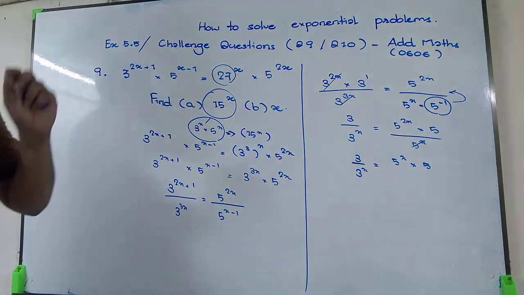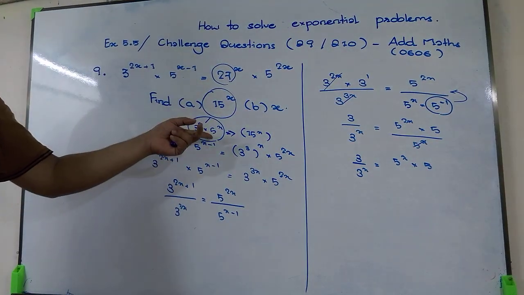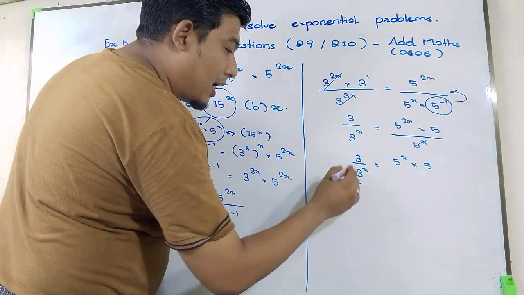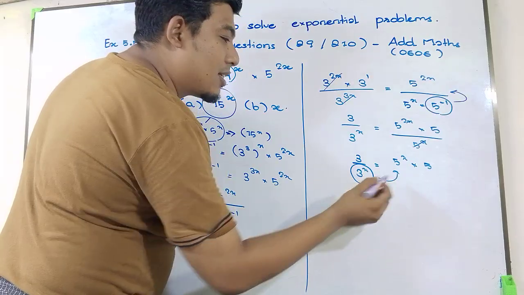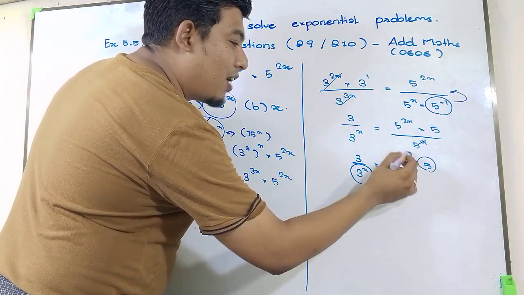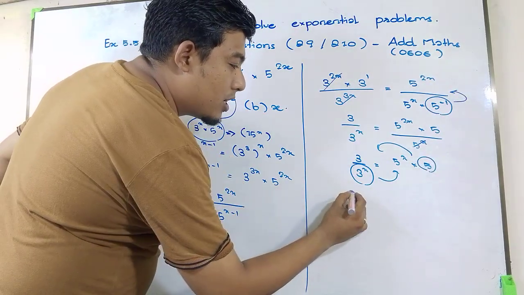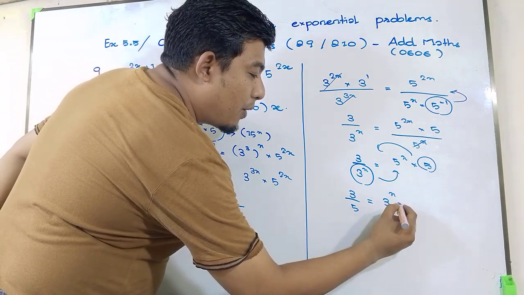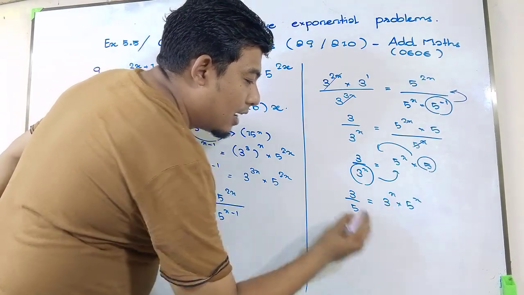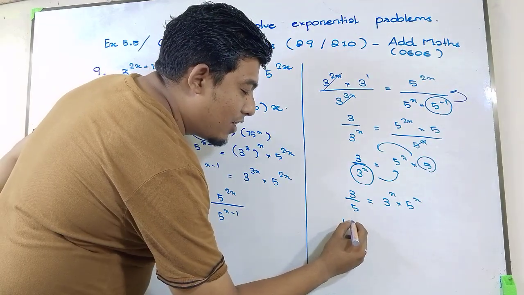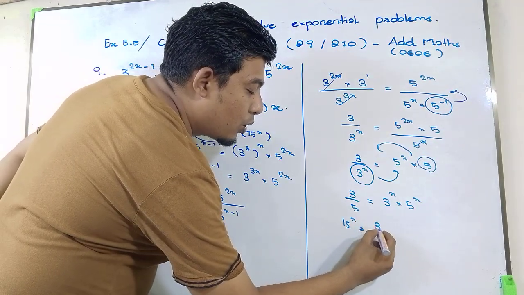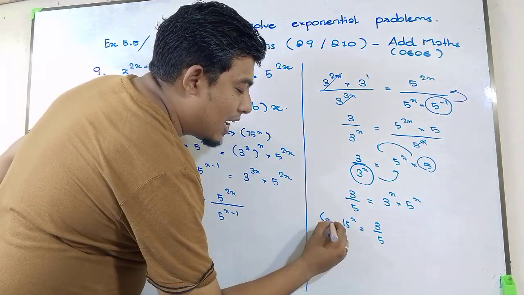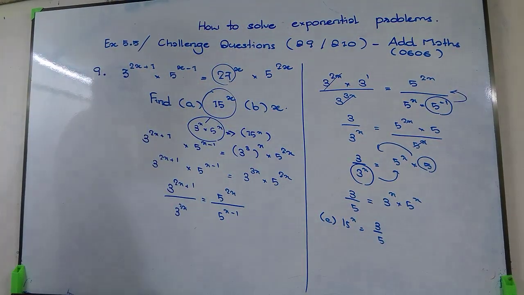Now I can make 3 to the power x times 5 to the power x by shifting this 3 to the power x to the other side, and shifting this 5 to this side. So 3 over 5 is equal to 3 to the power x times 5 to the power x. And then the final answer is 15 to the power x is equal to 3 over 5. This is the answer for question A.